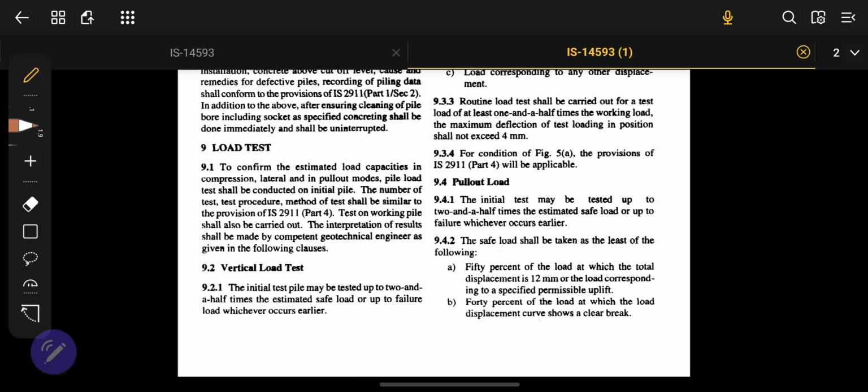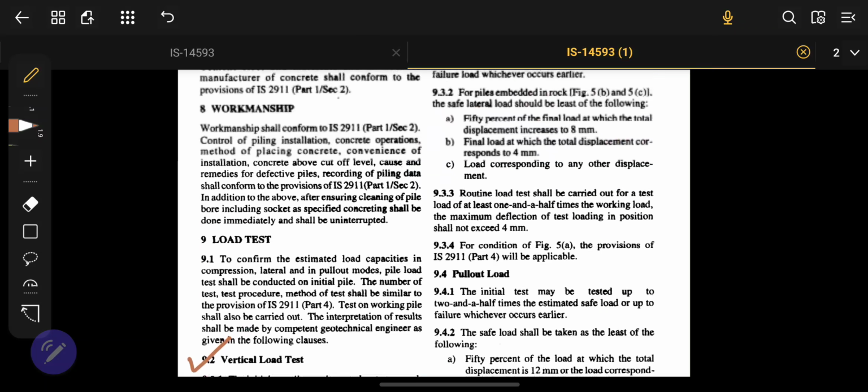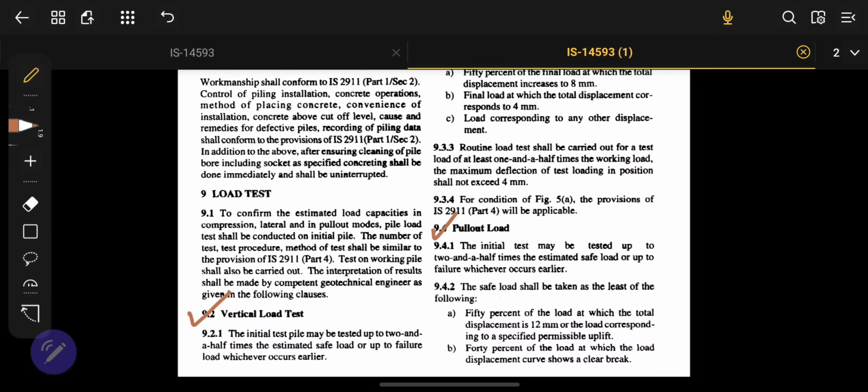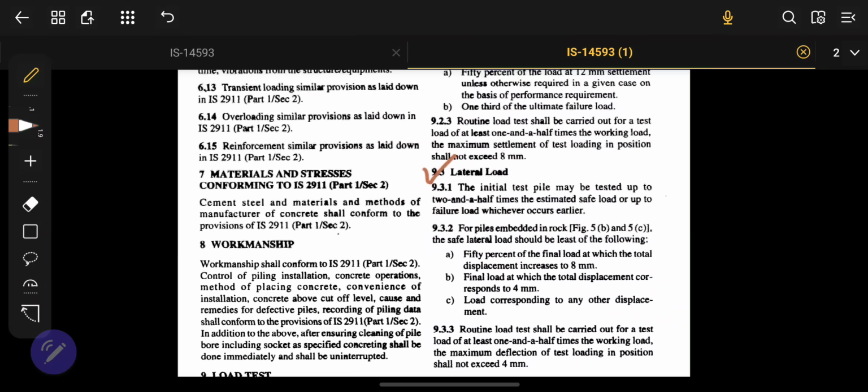This estimated safe capacity can be vertical, lateral, or pull out, meaning uplift. Everywhere you are testing up to 2.5 times the capacity. If the vertical load capacity is say 1000 kN, you will test up to 2.5 times 1000, meaning 2500 kN. If the lateral load capacity is say 50 kN, then you will load up to 50 × 2.5, meaning 125 kN. You will apply lateral, horizontal load up to 125 kN, and you will start measuring the deformations.